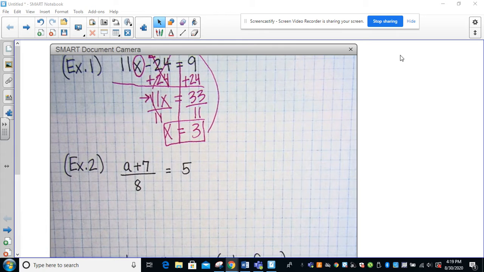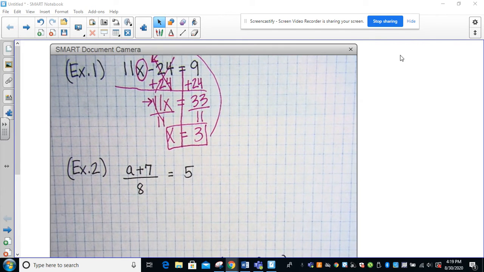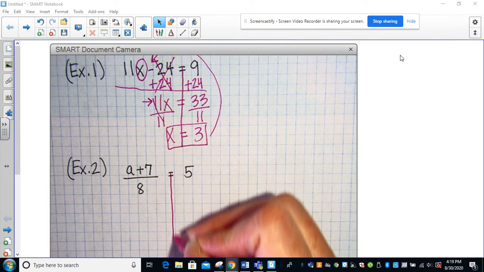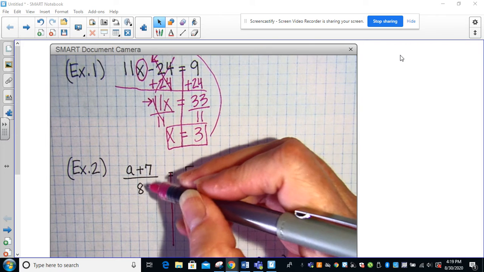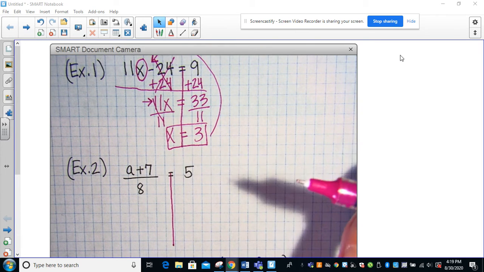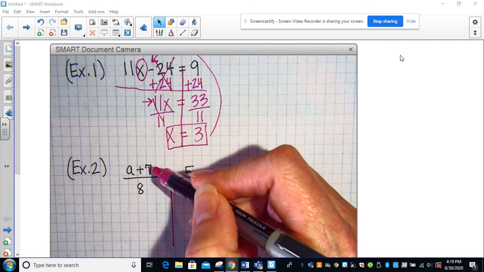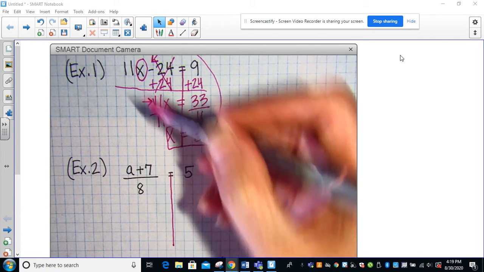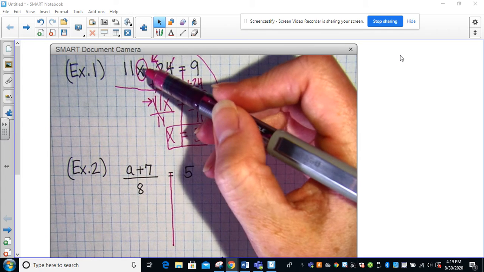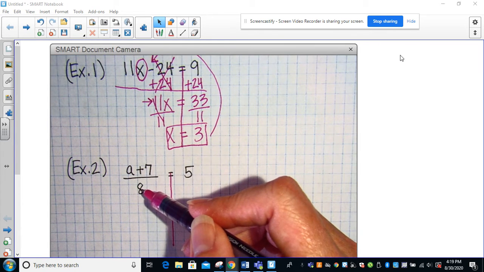Number 2 looks a little different. Some people see a fraction bar and start to panic a little. Try not to panic with fractions. You have to ask yourself, what are we going to get rid of first? And since the 7 is up here with the a, we're going to get rid of it last. Remember, like up here, we got rid of the 11 last. So we're going to get rid of the 8 first.